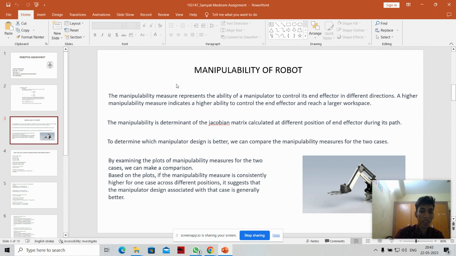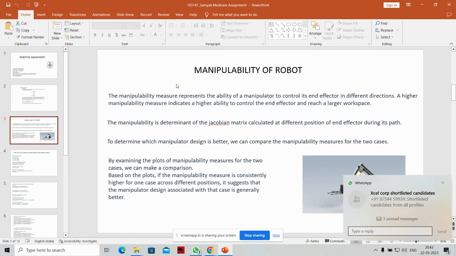To determine which manipulator design is better, we can compare the manipulability measures for the two cases. By examining the plot of manipulability measures for the two cases, we can make a comparison. Based on the plot, if the manipulability measure is consistently higher for one case across different positions, it suggests that the manipulator design associated with that case is generally better.